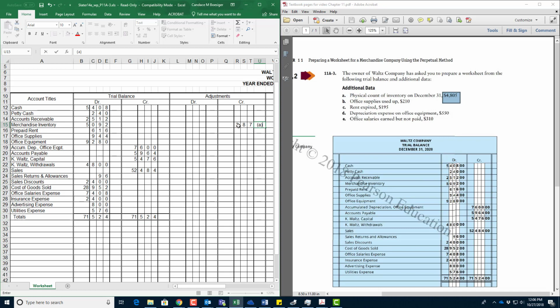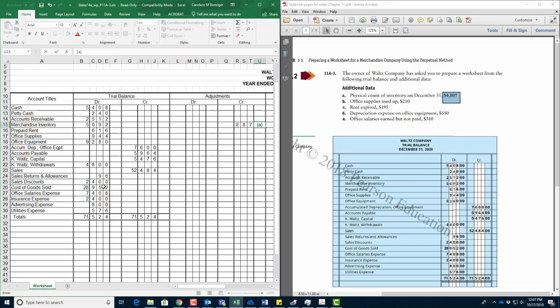Now, if this number would be bigger than our beginning, you're going to debit it. So you just have to be careful of what you are doing. You do have to calculate the difference between the two numbers, but then you have to figure out: is my inventory going up? Then I have to debit it for an adjustment. Or is my inventory going down? Then I have to credit it. So be sure that you are paying attention on the homework to which one it is.